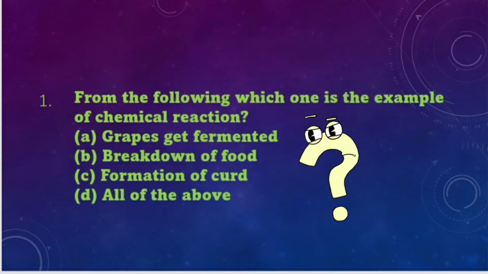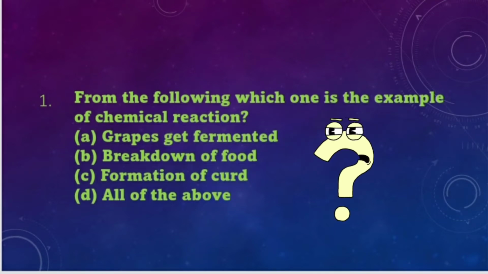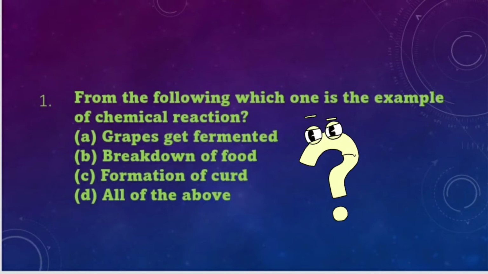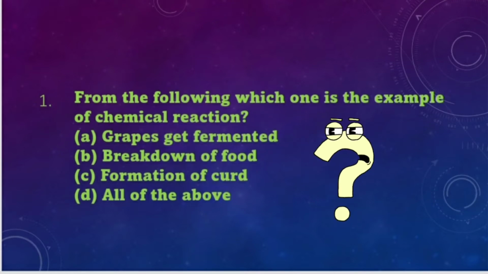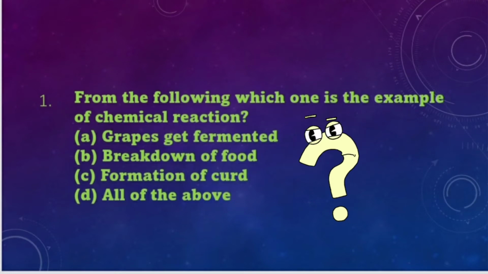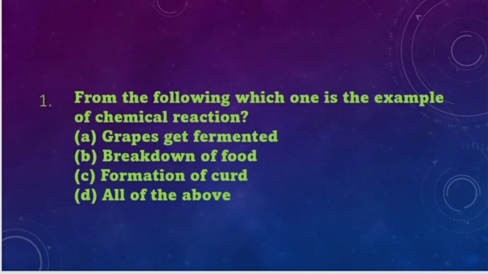The options are given. Option A, grapes get fermented. Option B, breakdown of food. Option C, formation of curd. And option D, all of the above. In all these examples, a chemical change occurs, so it is a chemical reaction. So the answer is option D, all of the above.